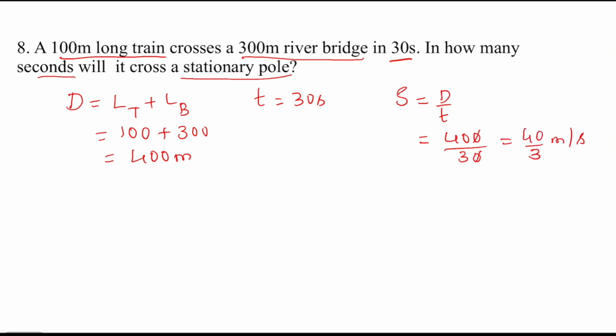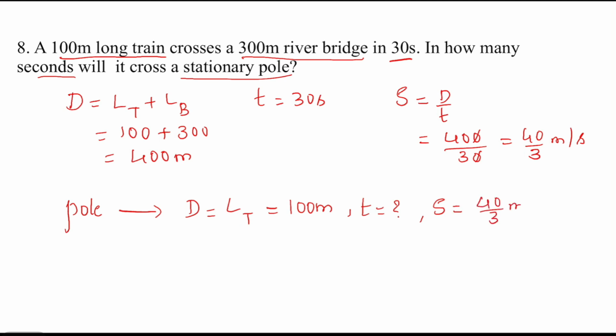Okay, next we know that the same train it is crossing the pole, isn't it? It is crossing the pole. So the distance that time will be what? It will be the length of the train itself, and the length of the train is 100 meter. And in how many seconds it will cross? They are saying. Time we don't know. Speed we got from the first data. How much it is? 40 by 3 meter per second.